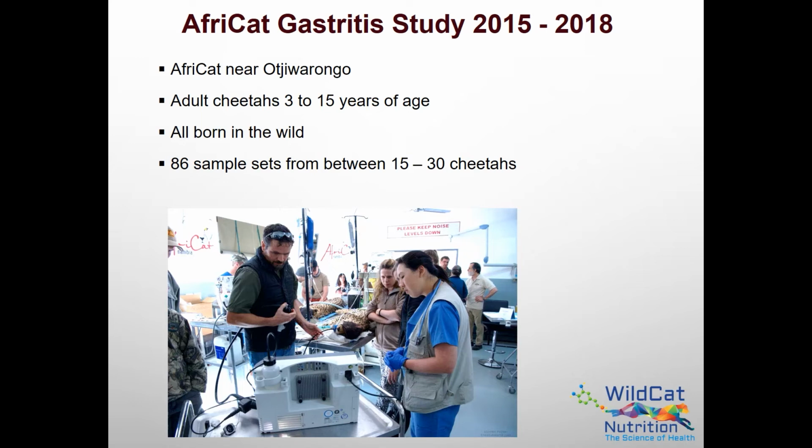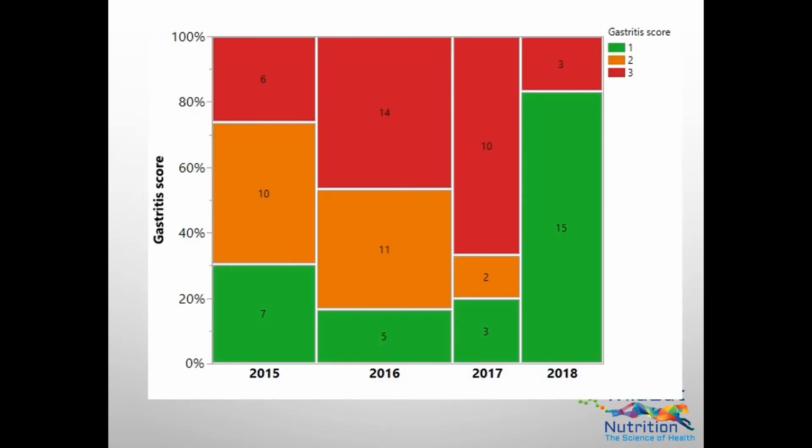This was over a number of years, so it was quite interesting to follow the progression over time. You'll see grade 3 in red, grade 2 in orange, and grade 1 gastritis in green, with the numbers of animals and then the proportions of them relative to the sample population. It appeared like things were progressively getting worse between 2015, 2016, 2017, and then all of a sudden, in 2018, bang, 15 animals that have very mild gastritis or no gastritis, and then only 3 animals that had grade 3 gastritis.